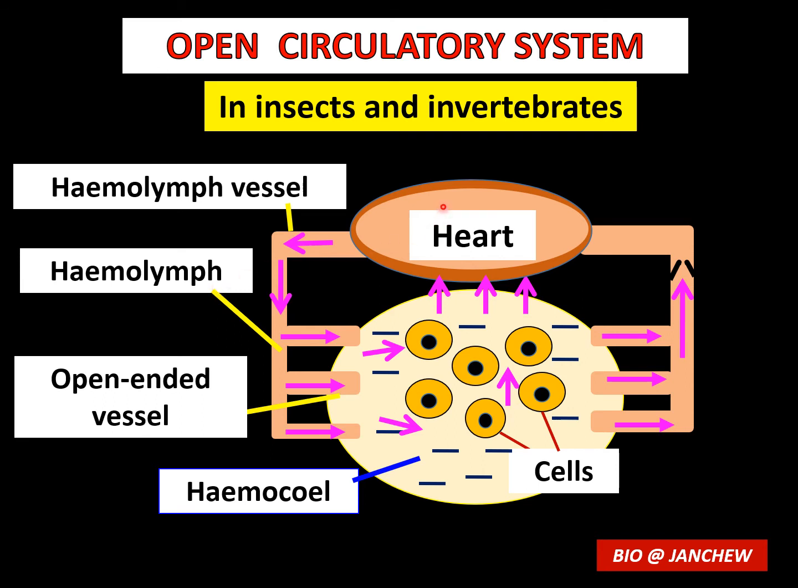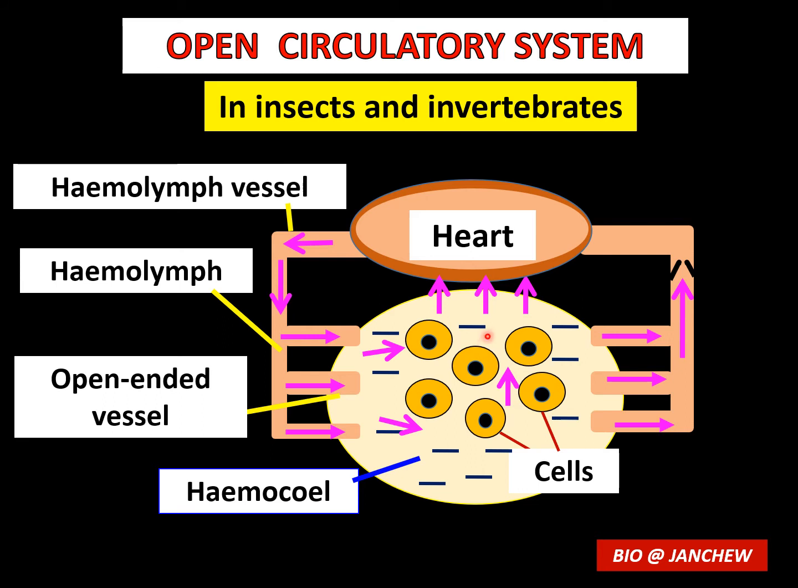So when the heart contracts, it will pump the hemolymph into the hemolymph vessels, and then the hemolymph will flow out through these open-ended hemolymph vessels. That means there are holes in these vessels which allow the hemolymph to flow into the body cavity known as the hemocoel. Now, in the body cavity, the fluid will bathe the cells. The hemolymph will bathe the cells, and there will be exchange of substances.